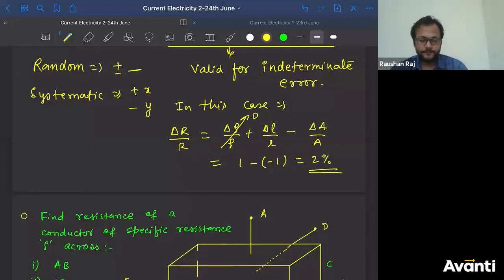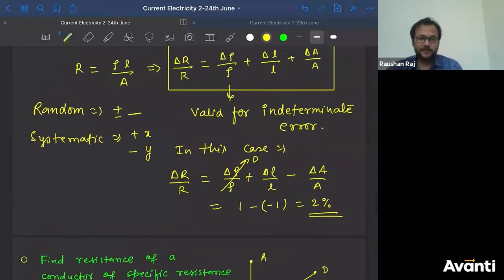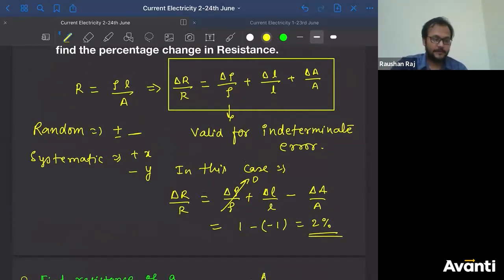All right, bachcha log. Guys, please click yes if you have understood this.